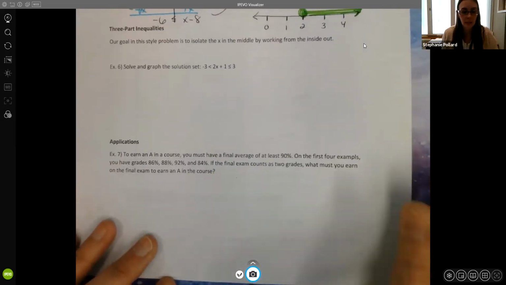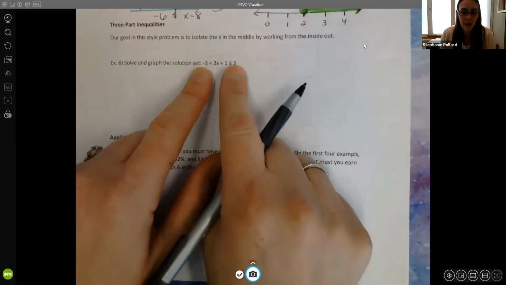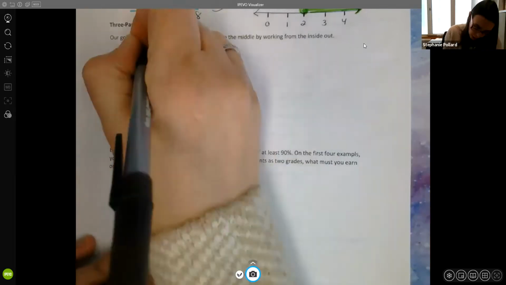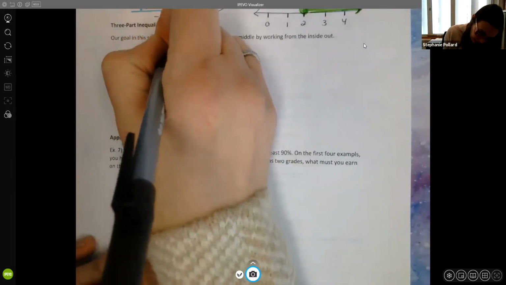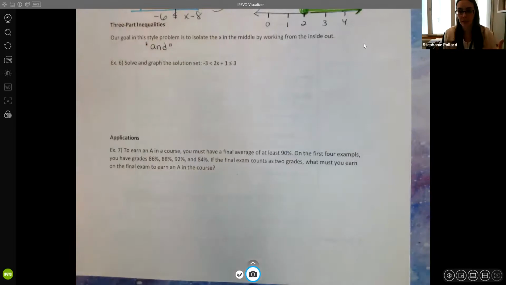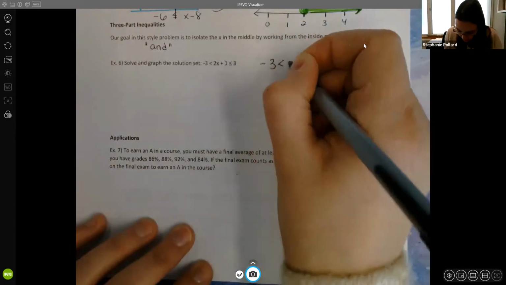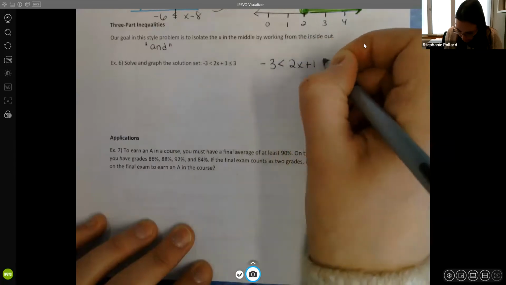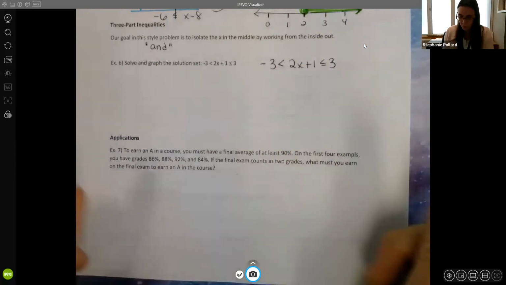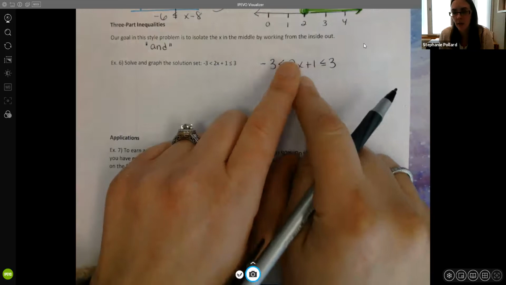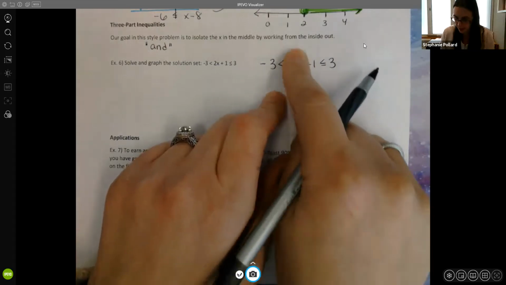Now we do sometimes see these double-sided inequalities. This is actually a type of "and" inequality, meaning that we need both sides to be true at the same time. And we can solve these pretty quickly by working inside to outside. What's going to happen in these cases is your x is going to be in the middle, and we're going to end up trying to get that x by itself.